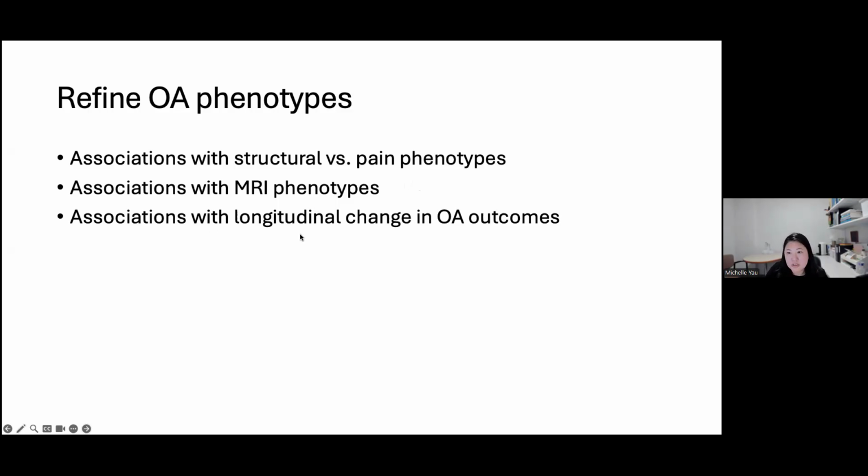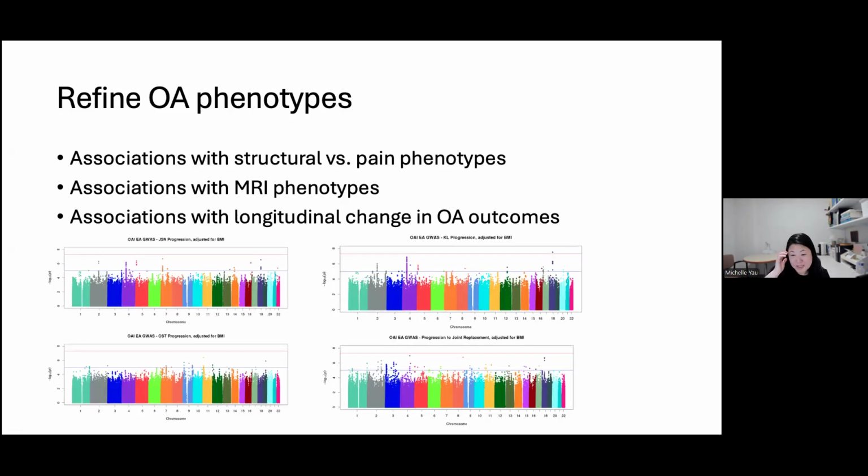The other novelty to OAI is that you have longitudinal data. So this gives the opportunity to look at associations, genetic associations with longitudinal change in OA outcomes. And in fact, we did this many, many years ago, and we had looked at joint space narrowing progression, osteophyte progression, KL progression, and progression to joint replacement.